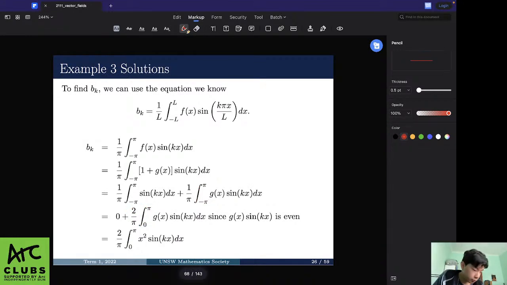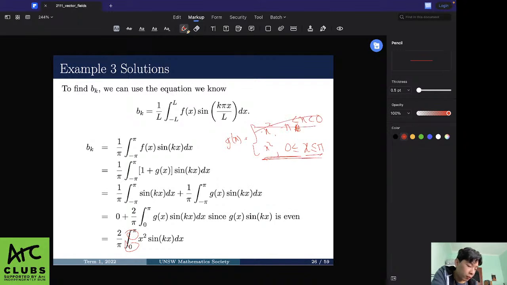And now we can just use the fact that g is equal to x squared in this range. So if we look at our g of x, g of x is equal to minus x squared when it's between minus pi and 0, and then it's x squared between 0 and pi. Since the integral's from 0 to pi, we only consider this branch because the other branch is now irrelevant. So we can just sub in x squared.